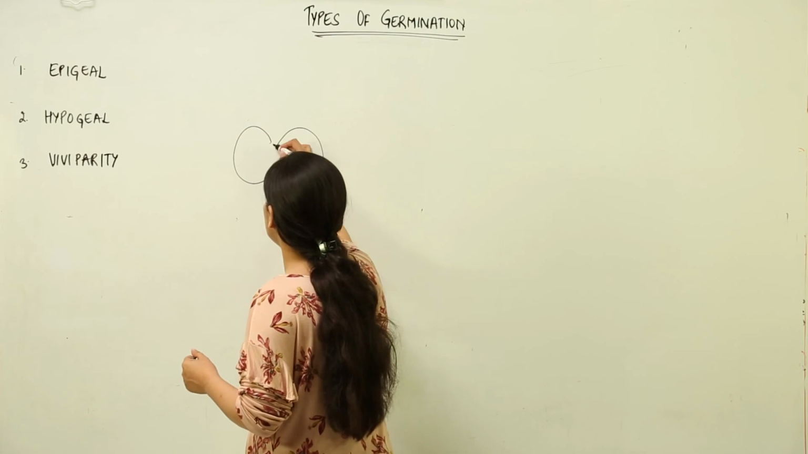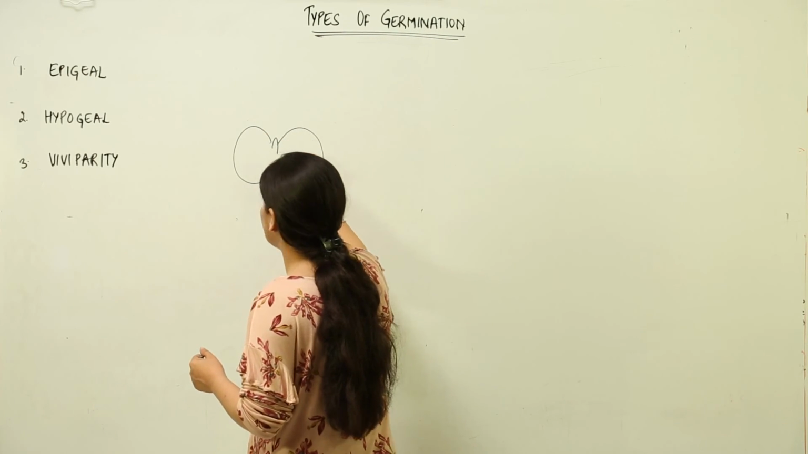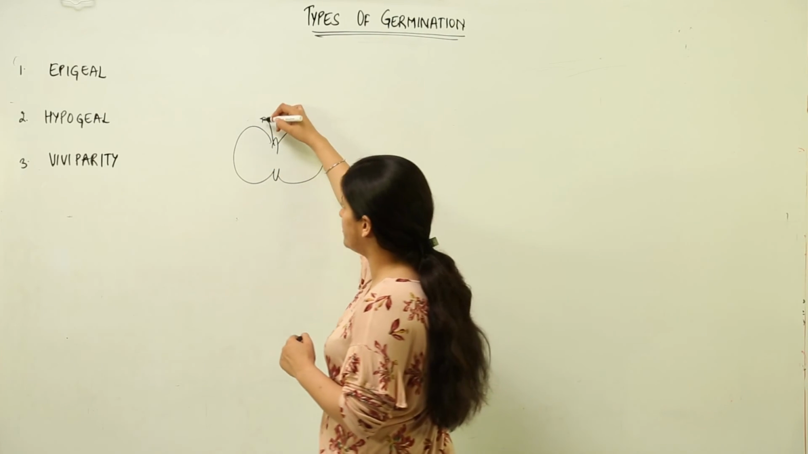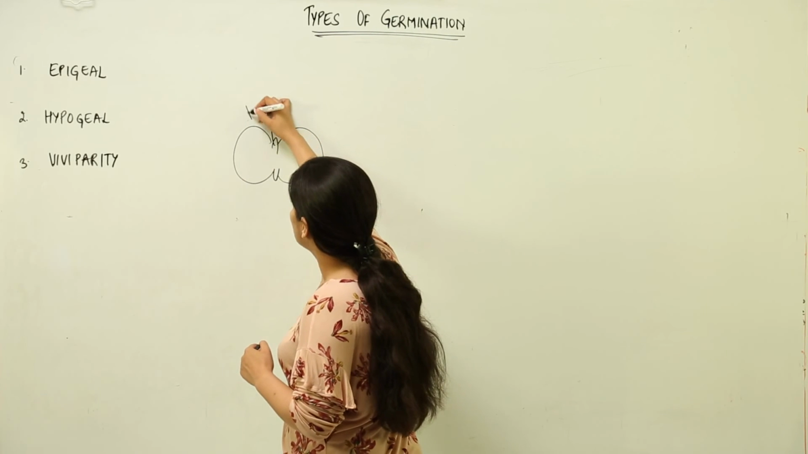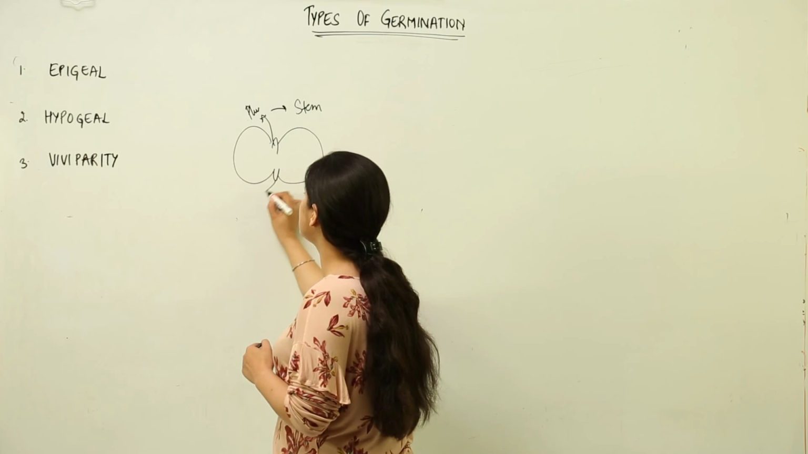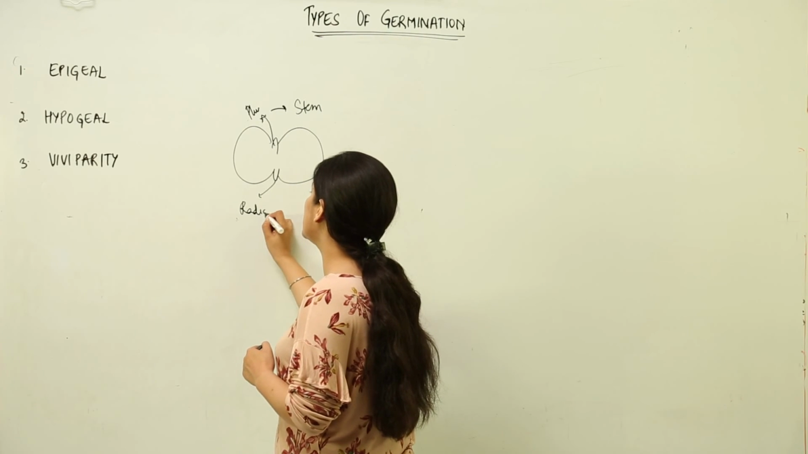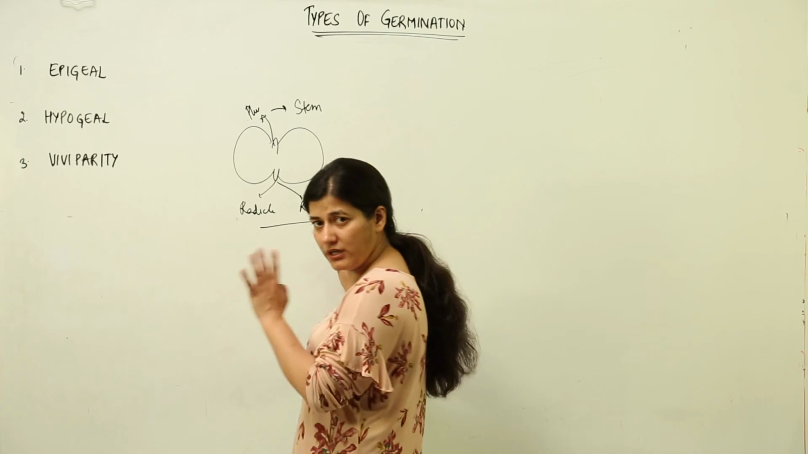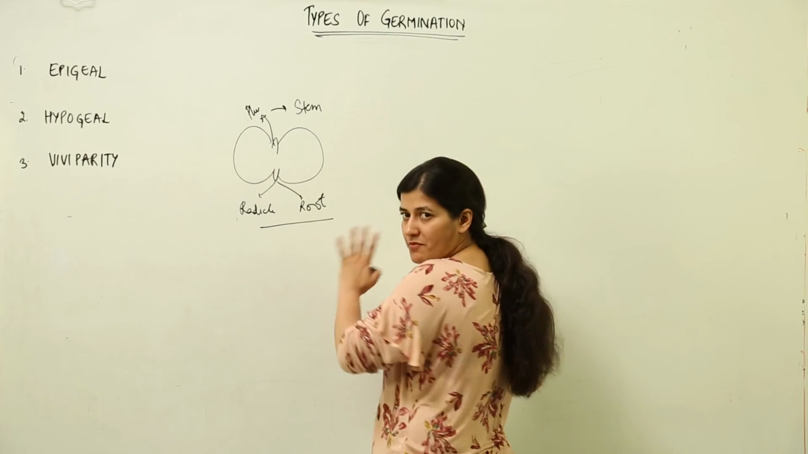These are the two cotyledons. There would be a radicle, there would be a plumule. This is the plumule, so it would give rise to the stem, and this is the radicle, so it would give rise to the root. This is what we have in germination, in terms of the embryo.